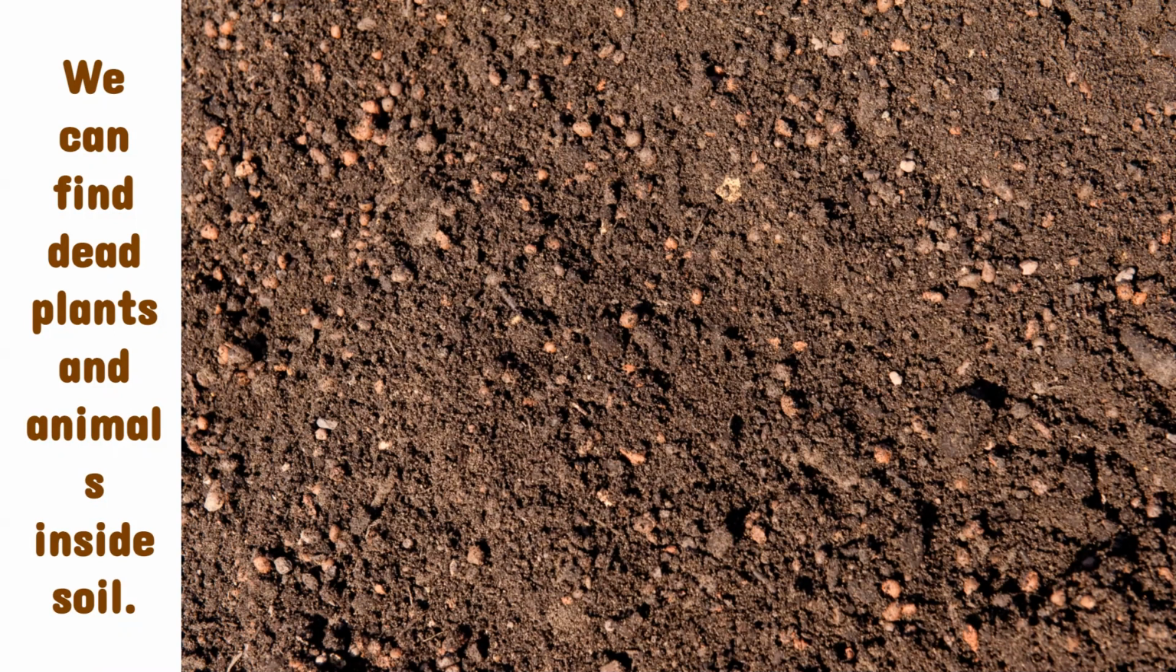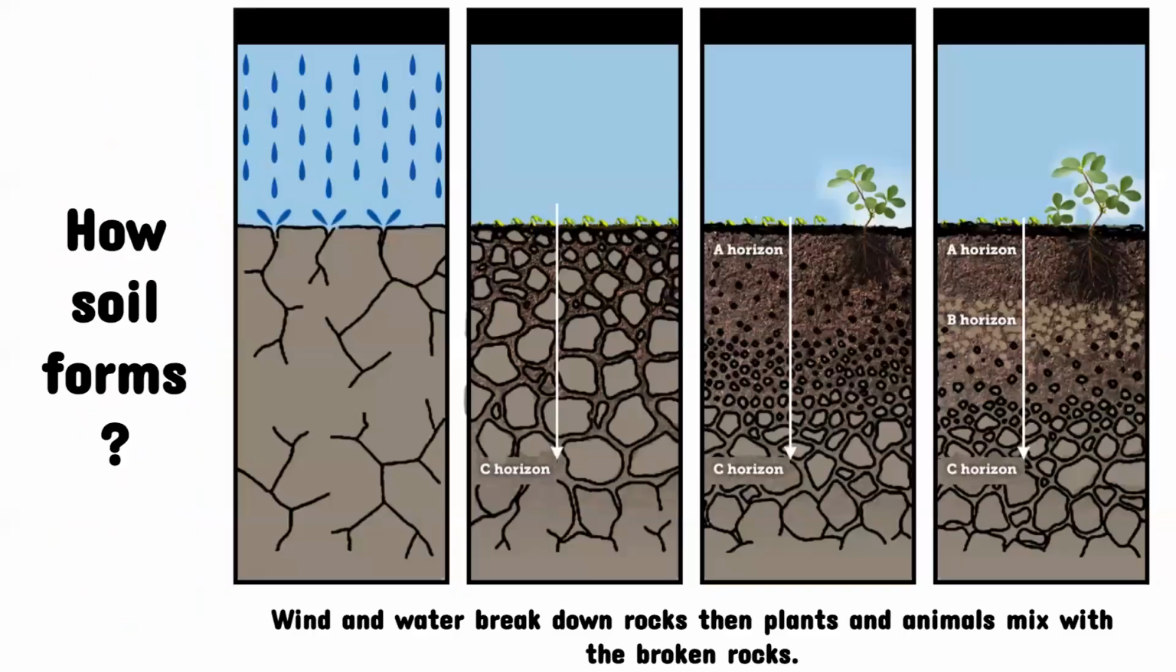And how does it form? First of all, wind and water break down these big rocks, and after being big, they will turn into smaller pieces. Then after turning into smaller pieces, they will mix with other things like dead plants and animals, and they will form soil, okay? And again, is soil a natural resource? Yes, it is a natural resource.